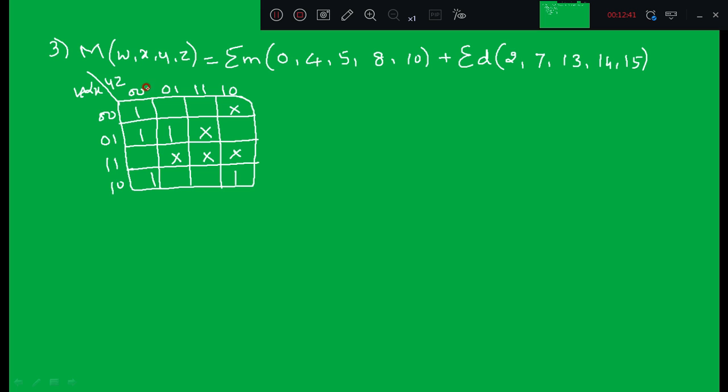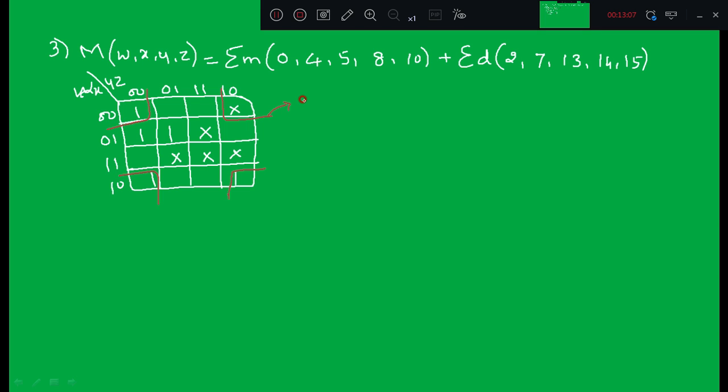So just check the corner elements, right? If I make this group, the maximum number of ones are covered along with this don't care. With this grouping I am covering 3 ones, 1, 2 and 3, right? So these 3 ones are getting covered. So what is the expression for this?